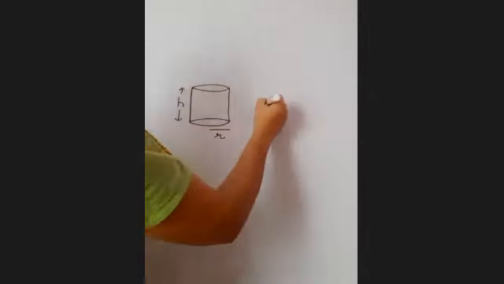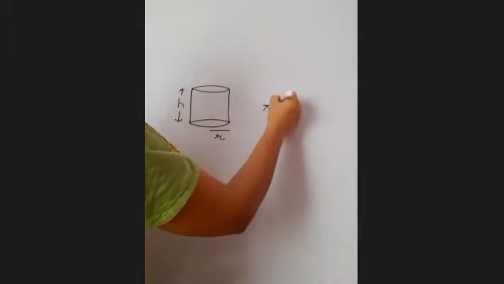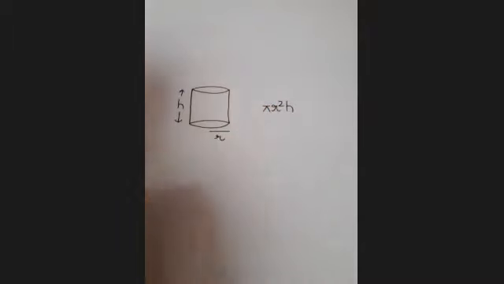Children, what is the formula for volume of the cylinder? Pi r square h. The base is a circle, so pi r square into h.